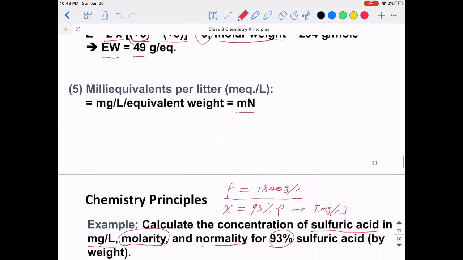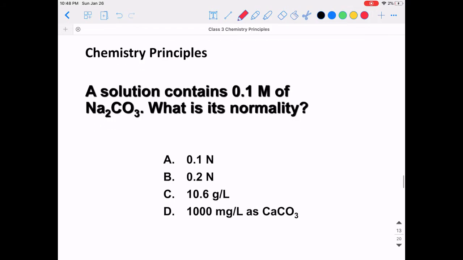So now let's do a quick quiz here. If we have a solution that contains 0.1 M, so notice this is the molarity of the sodium carbonate, what is its normality, right? The normality is going to be equal to 0.2 N here. Basically we can do that in a complex way, because we know that the molecular weight of the sodium carbonate is going to be 46 plus 12 plus 48, right? Which is 106 gram per mole.